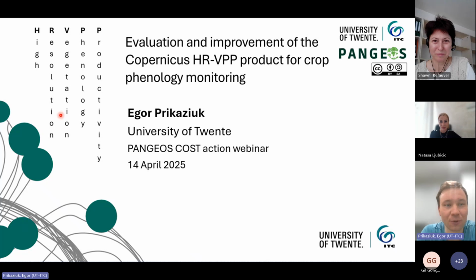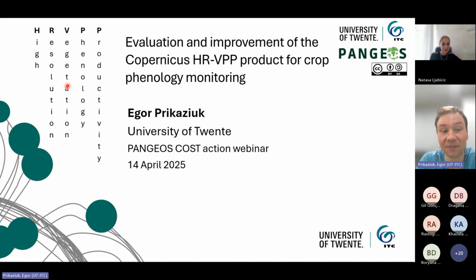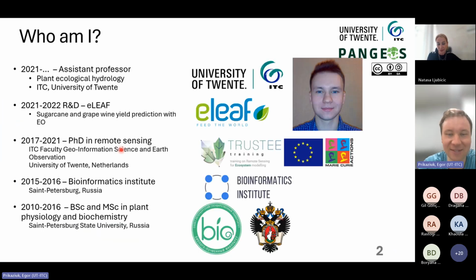Yeah, indeed, I'm going to talk about the HR-VPP, which is the high-resolution vegetation phenology and productivity product of Copernicus. But first, I'll introduce myself because I see many new names here.